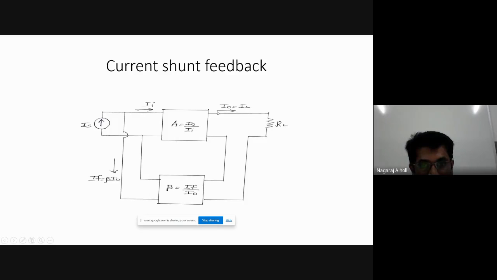The current which is flowing, I naught, due to Ii, and the current which is coming here due to this current If, both are affecting the output current through the load resistance. This is the current shunt feedback amplifier. Okay.